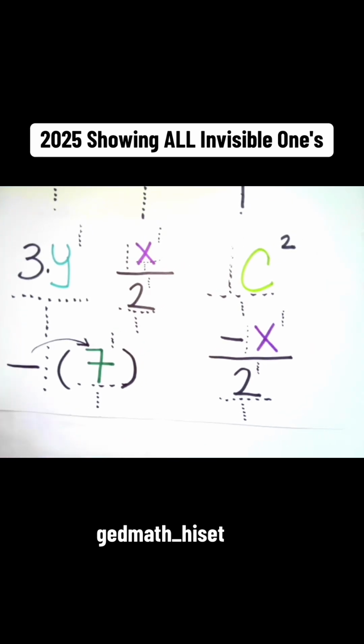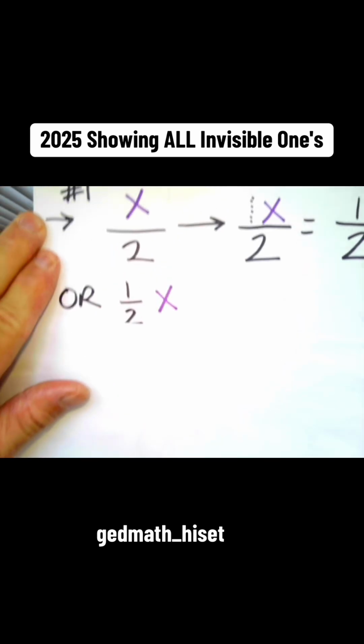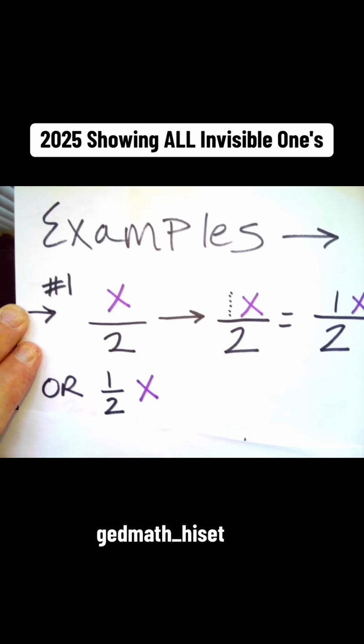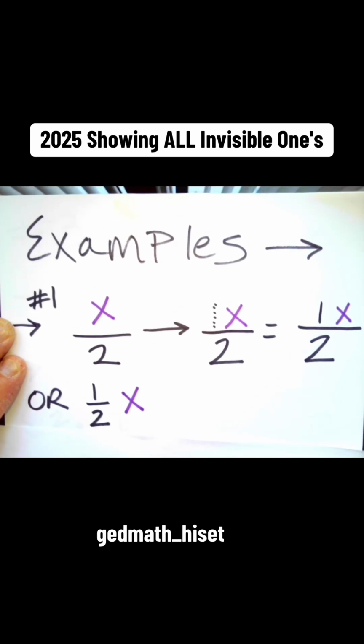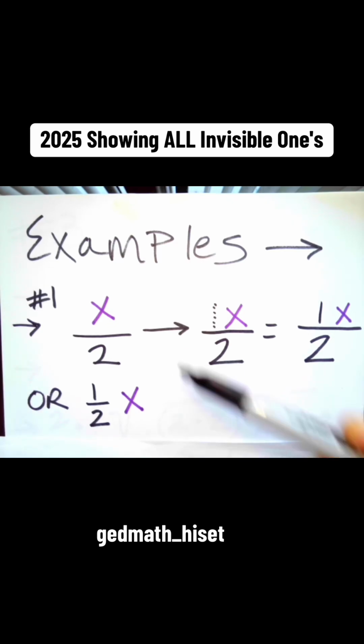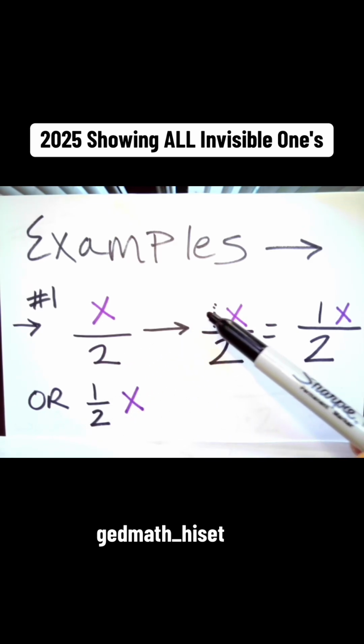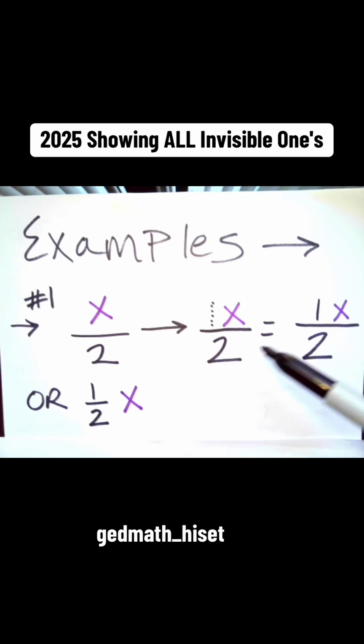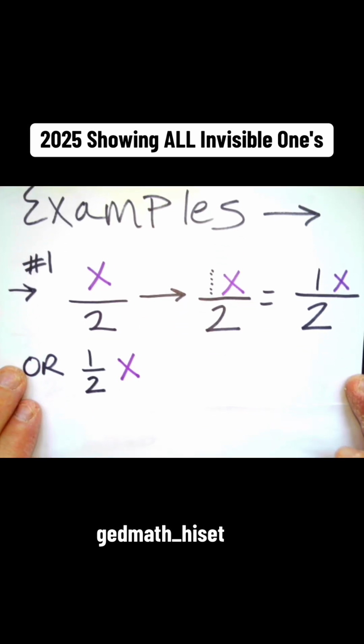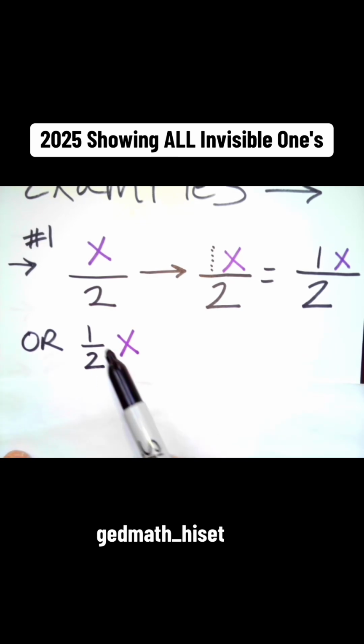Hey, let's take a look at some more examples I have set up here for you in understanding the invisible 1. So here I wanted to show you with this first example, x over 2. Well, that's really 1 times x over 2, which can be written as 1 over 2x, or maybe more commonly, as you see here, 1 half x. All of these mean the exact same thing.